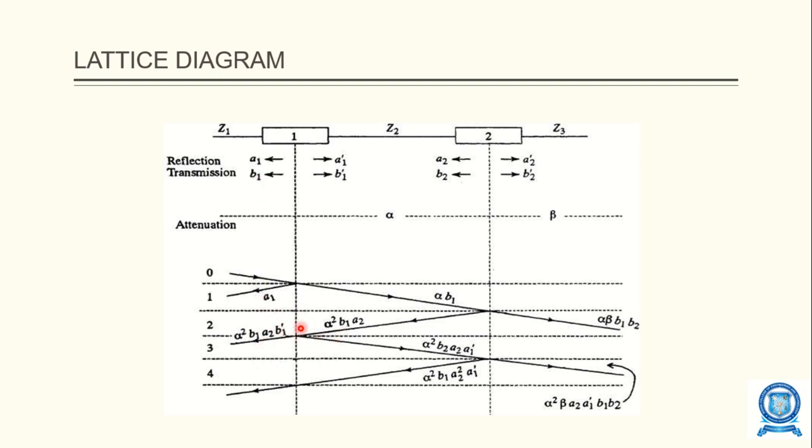You take this one, and one more thing to be said here, these horizontal lines are equal time intervals, and 0, 1, 2, 3, 4 are the instants. So if you want to analyze a particular transmitted wave or EMF wave at a particular point, you can analyze with the help of this lattice diagram.